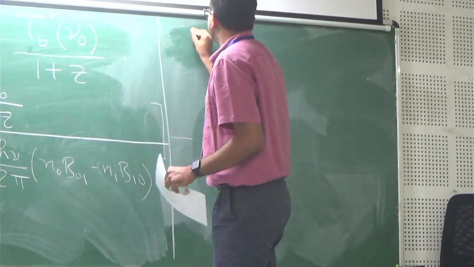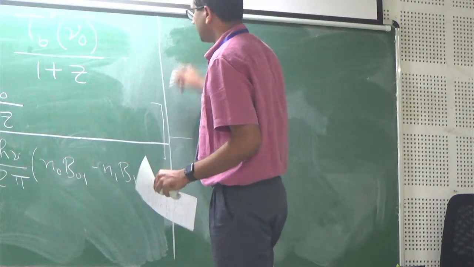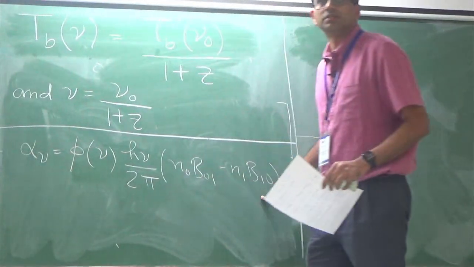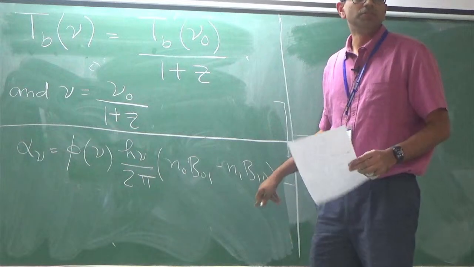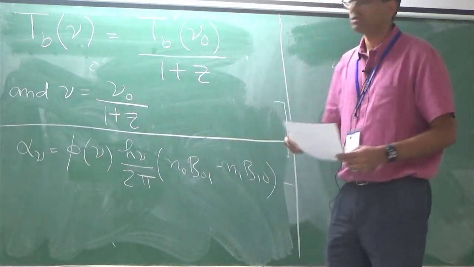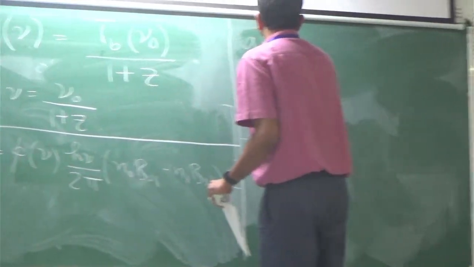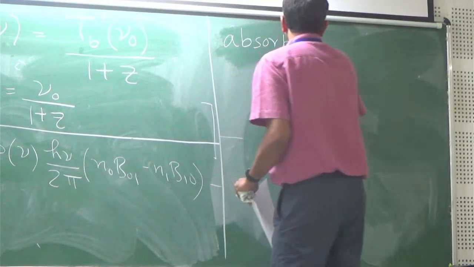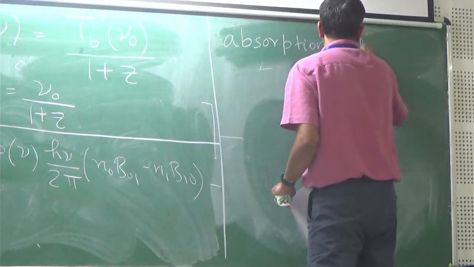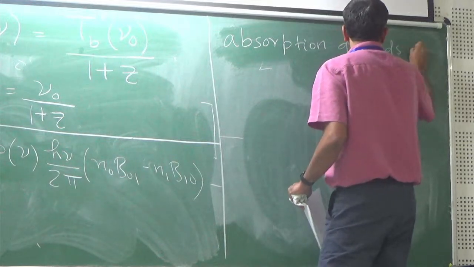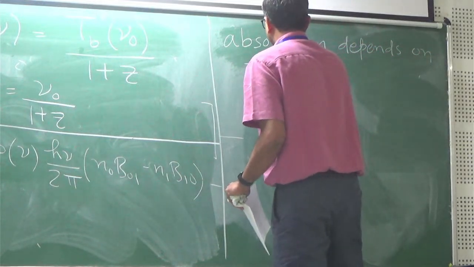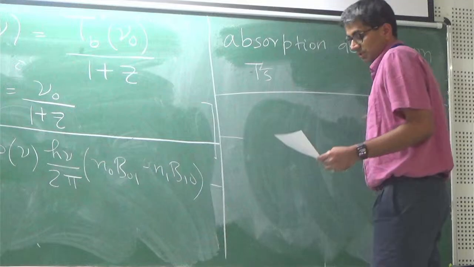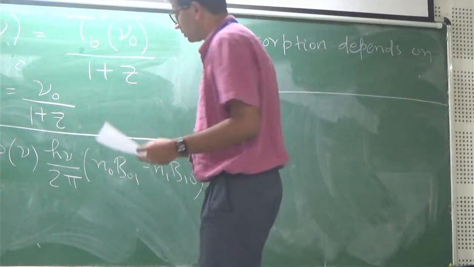So the point is that the net absorption depends on your occupation statistics N0 and N1, which means it depends on the spin temperature. So the absorption depends on the spin temperature. We have heard this before in Prasad's talk. I'm just making it explicit.